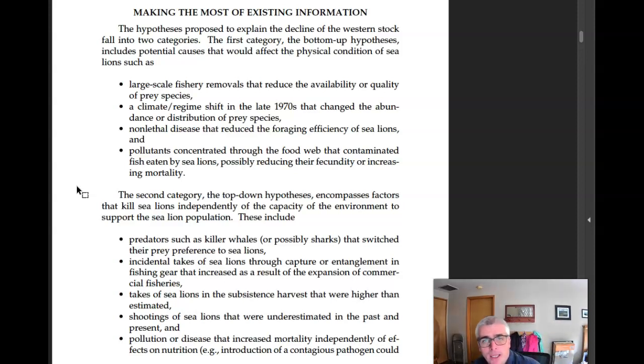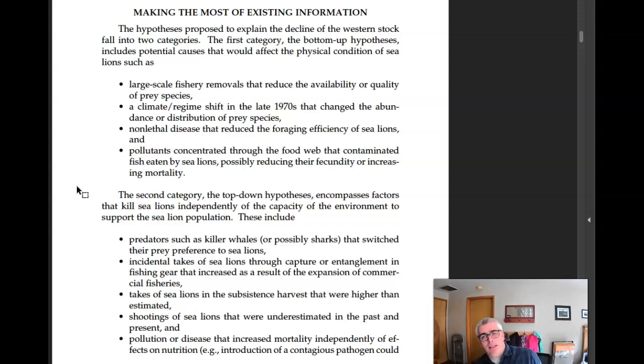One is that large-scale fishery removals have reduced the availability or quality of prey species. The climate regime shift in the late 70s, when the PDO switched, changed the abundance of prey species, which is confounding those earlier data. Disease, non-lethal diseases, is impacting the foraging efficiency of sea lions. Or pollutants concentrated in the food web of contaminated fish eaten by sea lions, possibly reducing their fecundity or increasing mortality.